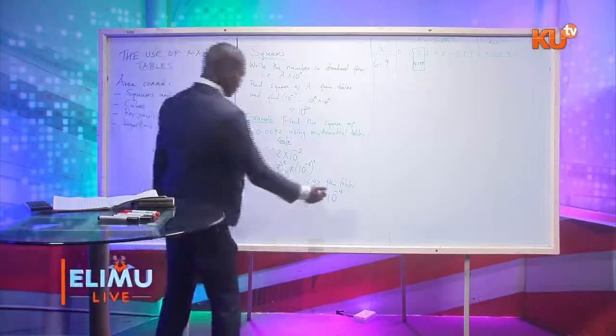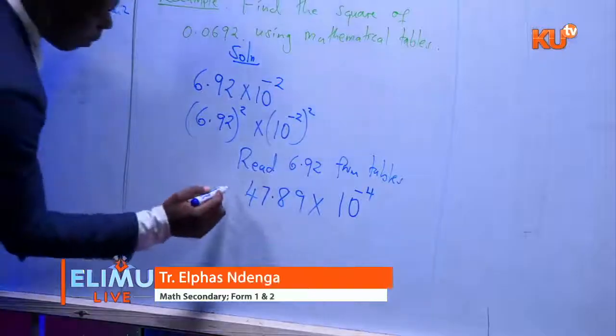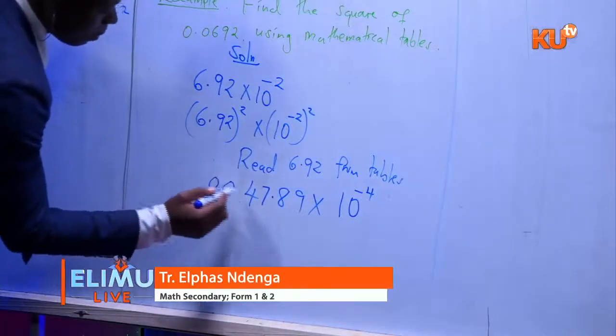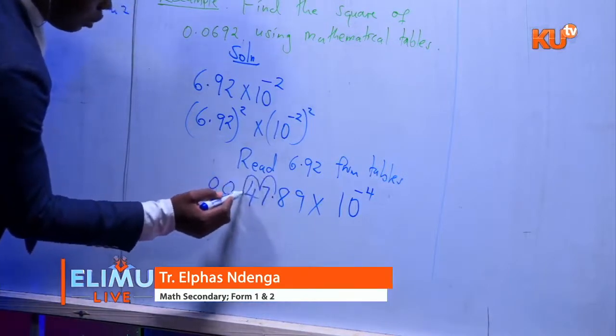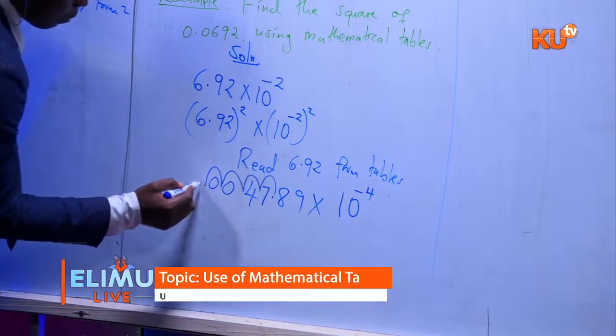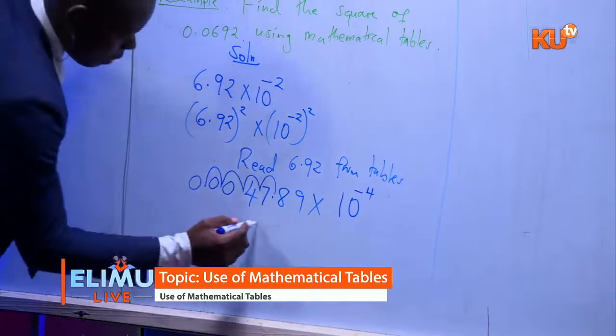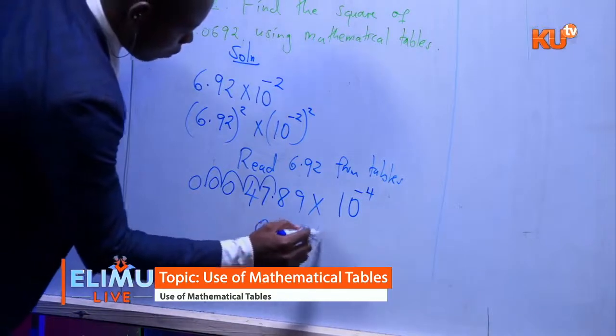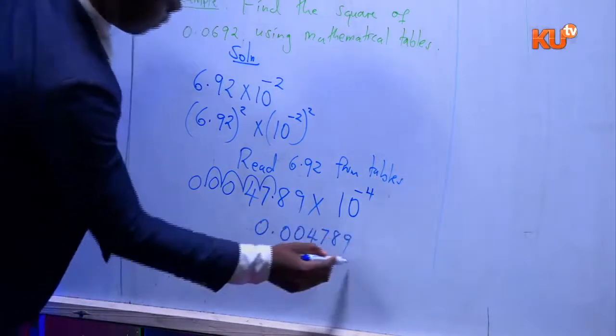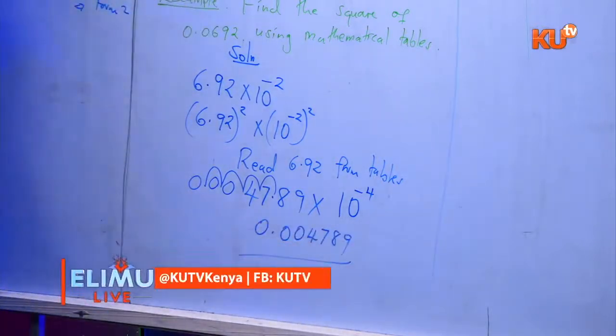And so when you have a negative power, we are moving the decimal point 4 steps to the left. So this is 1, 2, 3, and 4. So now the value will be 0.004789. And that is our solution.